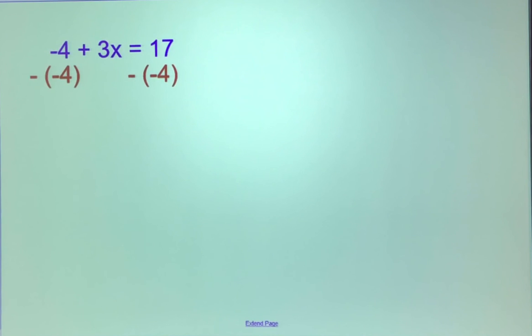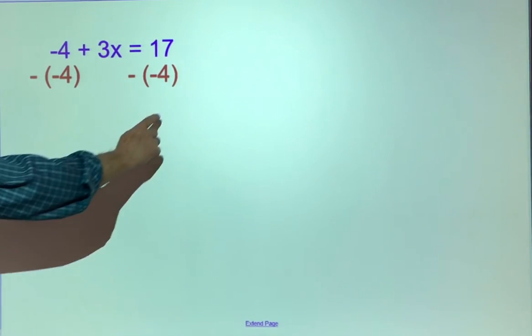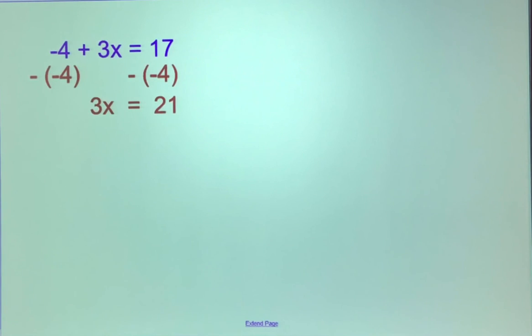When we subtract negative 4 from both sides, it's going to cancel out on the side with the variable, leaving us with the term 3x. And on the right-hand side, 17 minus a negative 4, we're going to use keep, change, so that's really 17 plus 4, and we're going to end up with 3x is equal to 21.